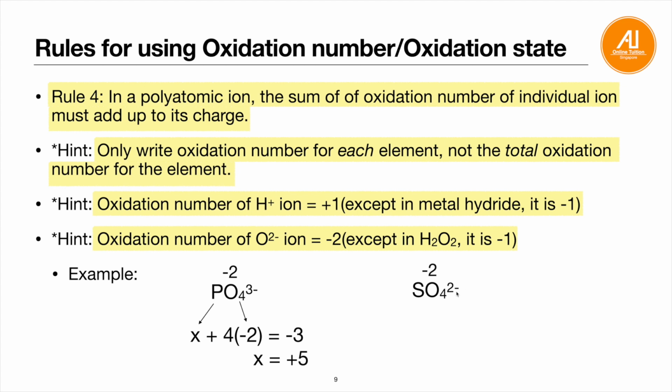Okay, so same thing, we always start from oxygen. Oxygen is -2, but there are 4 of it, so you have to watch out. Everything added up with the sulfur must be -2. So let's look at the working.